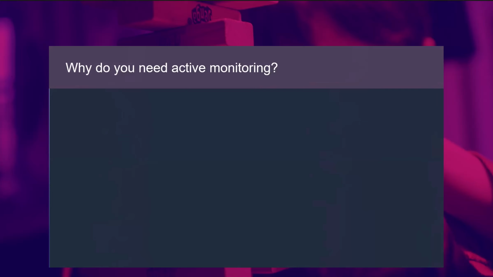Before we go into the nitty-gritty details, let's have a look at a little bit of the background of TWAMP monitoring. So why do you actually need active monitoring at all? Why not resort to traditional methods like SNMP polling or just traditional fault management to manage the performance of your network?